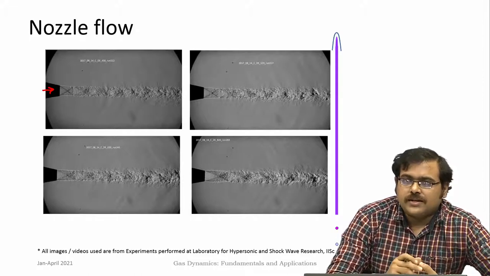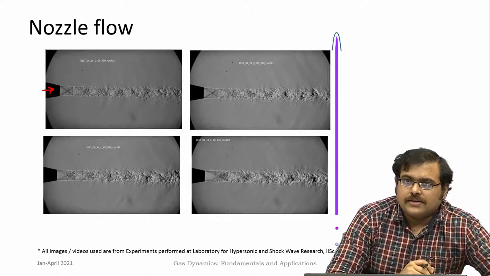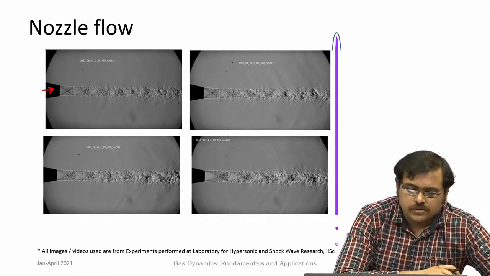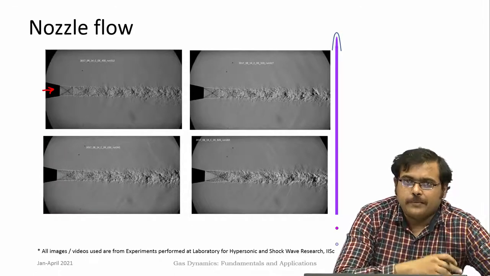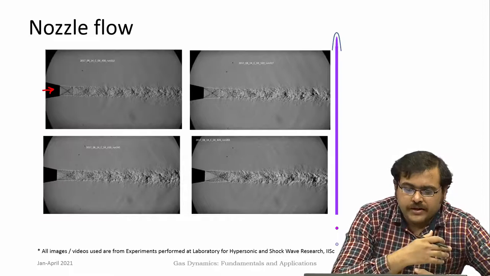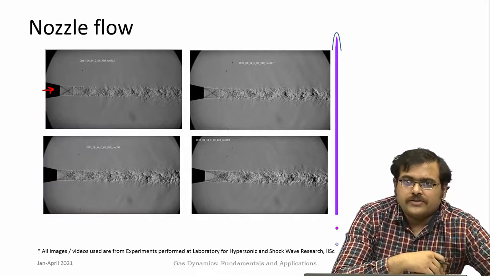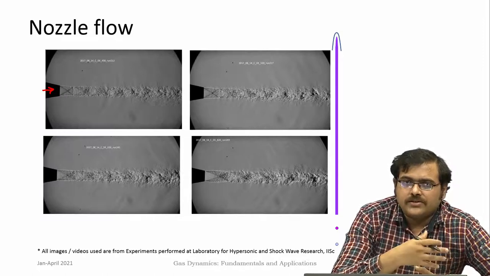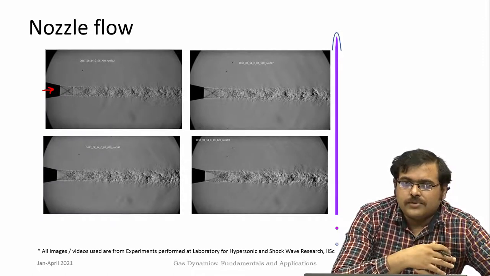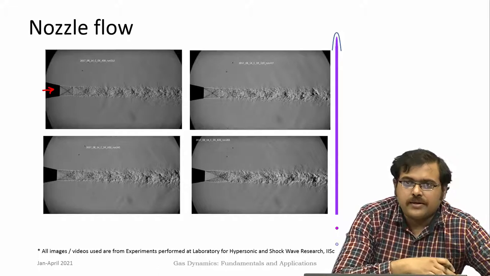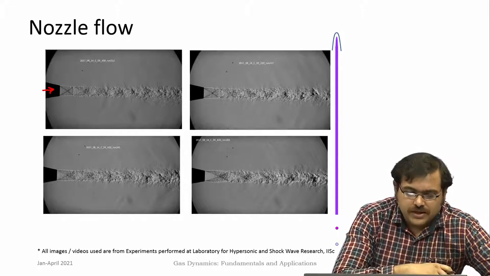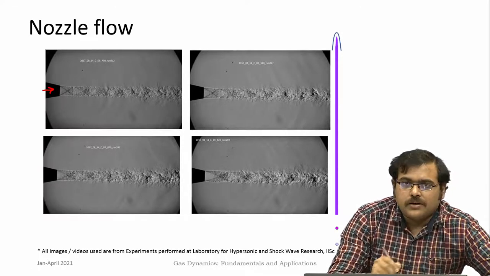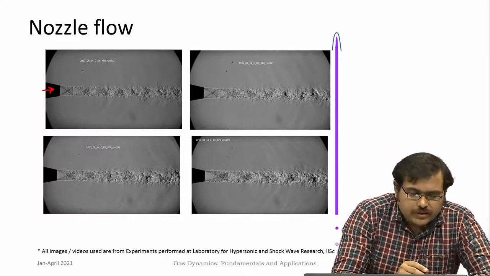This is in some sense similar to what happens to the rocket as it ascends up into the upper layers of the atmosphere. There the ambient pressure reduces as you go higher and higher. So, the way the jet behaves as it comes out changes as the pressure ratio between the ambient and the supply pressure keeps changing. So, here are some images that show what happens.